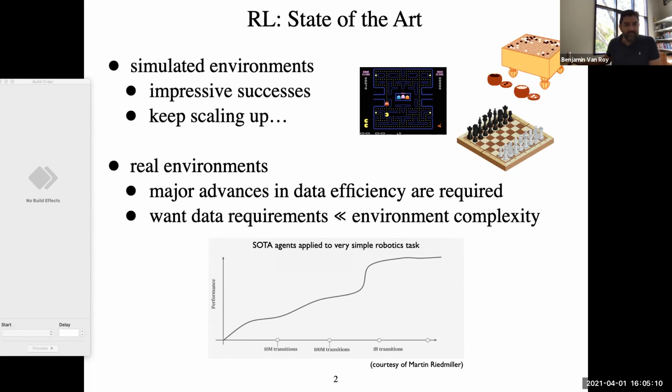Another theme of this work is that we want to end up with data requirements that are very small relative to the environment complexity. In a sense, we want an agent to be able to do something useful without gathering so much data that it has to learn everything about the environment.